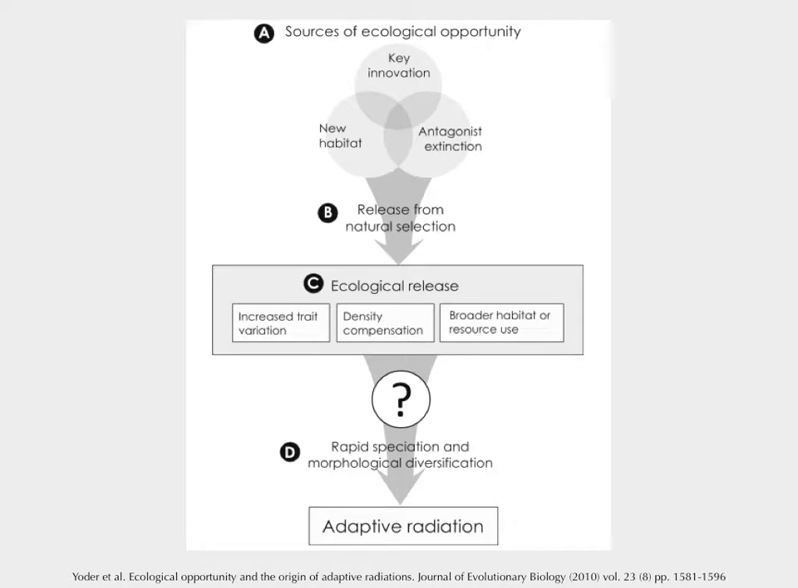And so here's a possible model for how things go through adaptive radiation. Right, so we have some key innovation, like the cichlids' new muscle attachment, or a new habitat like the lizards. Okay, variation in natural selection is released, so we can explore new areas of phenotype space. And then somehow rapid speciation, or multiple duplication, or what they don't mention here, a lower extinction rate. That can lead to it too.